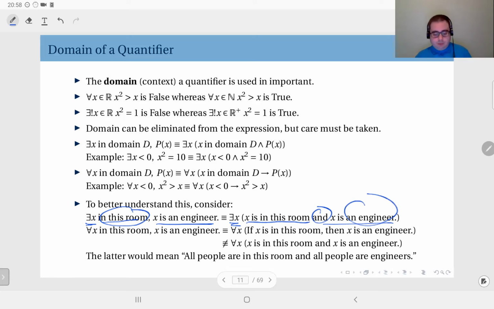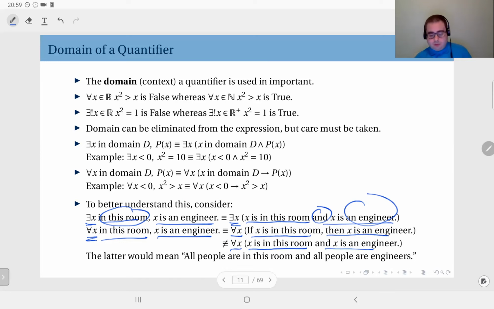On the other hand, if you have a universal quantifier and your domain is this room, for all x in this room, x is an engineer. What I'm saying is everybody in this room is an engineer. That's what I'm trying to say. So I should express this as for all x, if x is in this room, then x is an engineer, okay? But not for all x, x is in this room and x is an engineer.